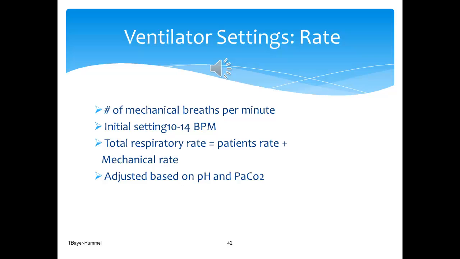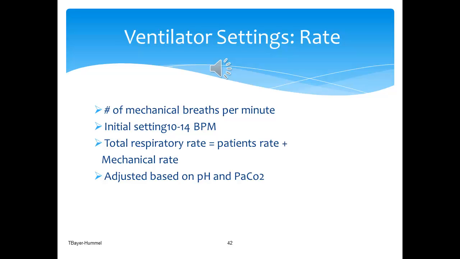Now let's talk about ventilator settings such as rate. The rate of mechanical breaths per minute is initially set at 10 to 14 breaths per minute. However, the total respiratory rate is what the patient is doing on their own plus what the machine is giving them. So if the rate is set at 14, but their total respirations are 20, the patient's respirations are 6.